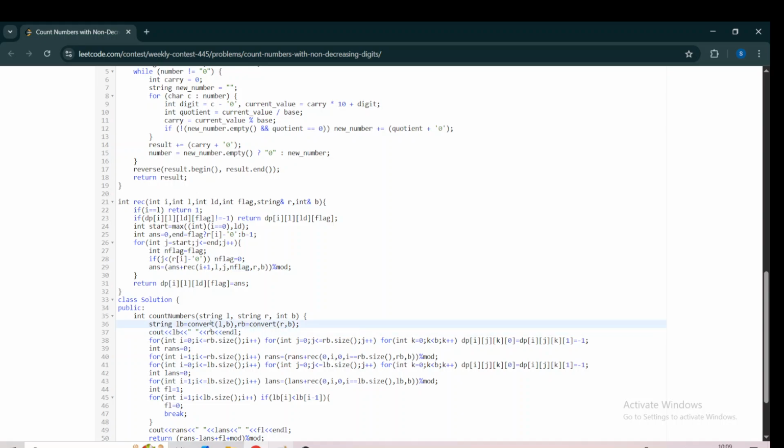Now here is the main part of the code. I am converting l, left, into lb, the base b format, and r into rb, base b format. Now this part is for initialization. We are marking the entire state of the dp as -1. Initially r answer will be 0. We will iterate over all the possible values of the length of the string, and we are doing r answer equals r answer plus, for that specific length, the calculated value. Similarly for L, we are finding the possible values.